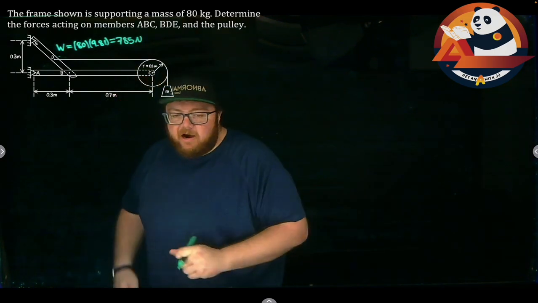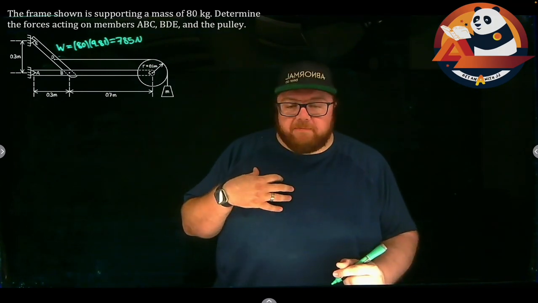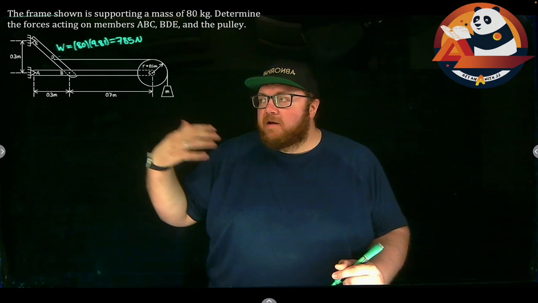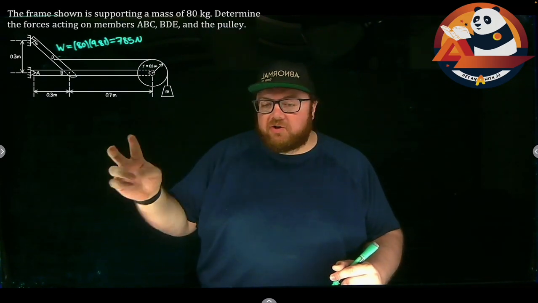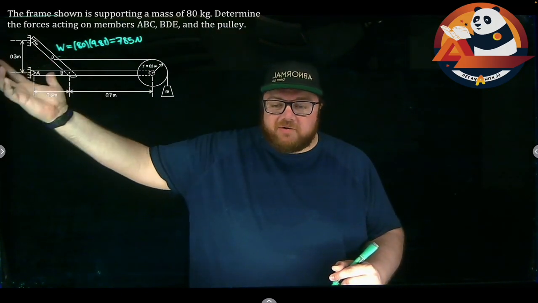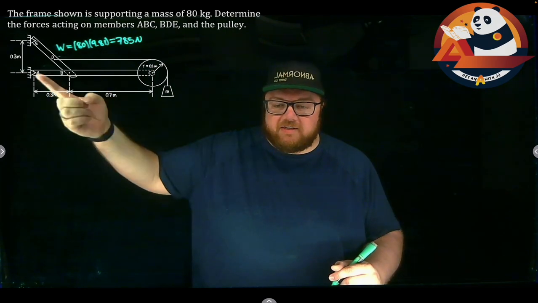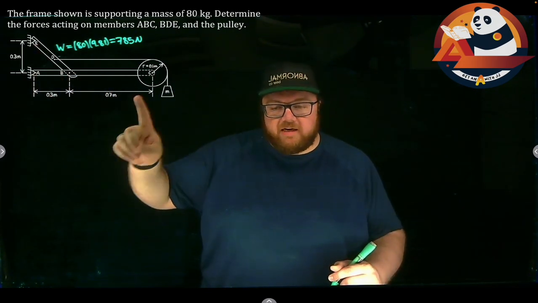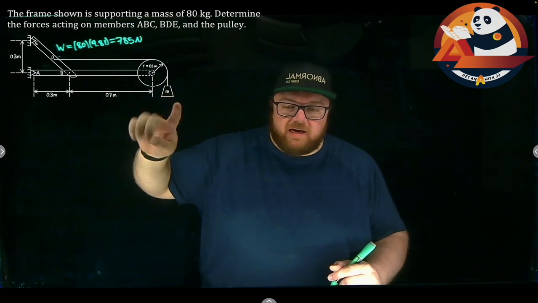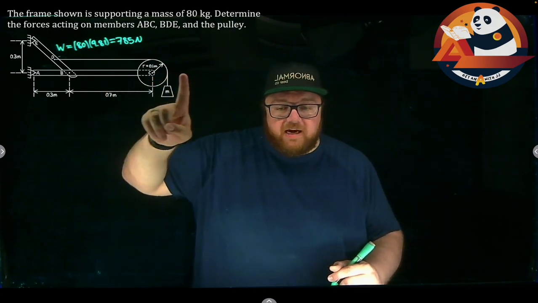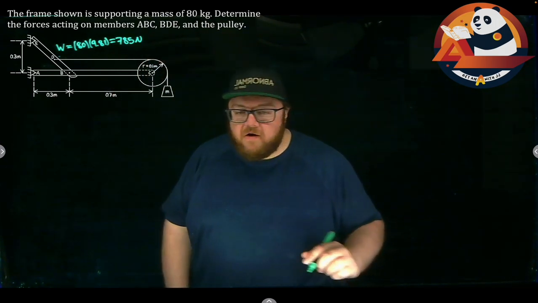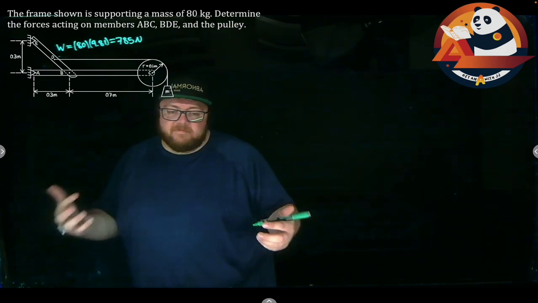My first step on a frame problem is to identify, do I have any two force members in here? Members with forces in only two locations. And on this one, we don't. A, B, C has forces at A, B, and C. Remember, B, D, E has forces at B, D, and E. Even the pulley would have things at C, a force way out the right edge from the cable, and a force up on the top, again from the cable. 3 locations for everything in there. So we can't really come in and do that first step.